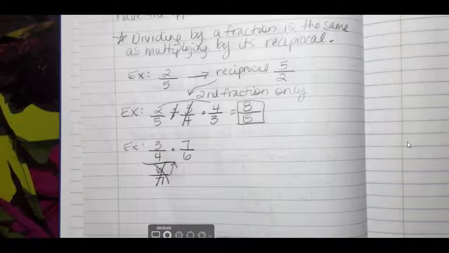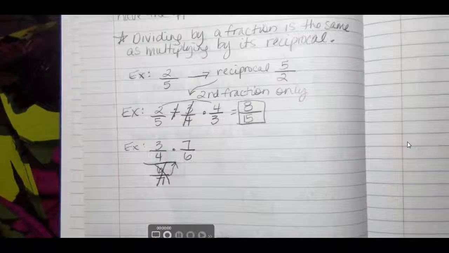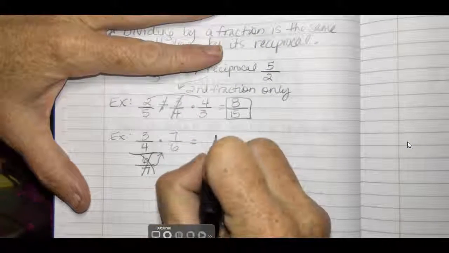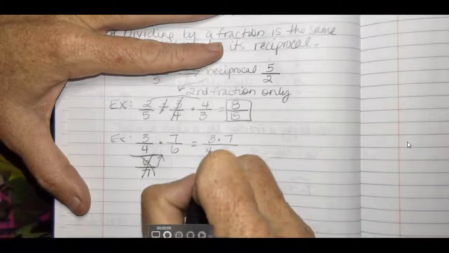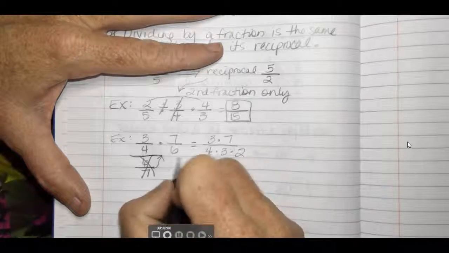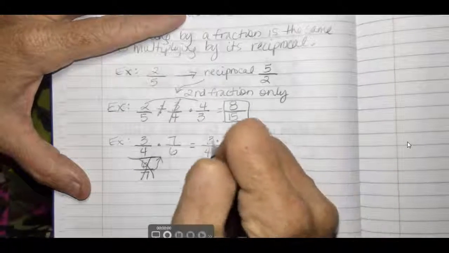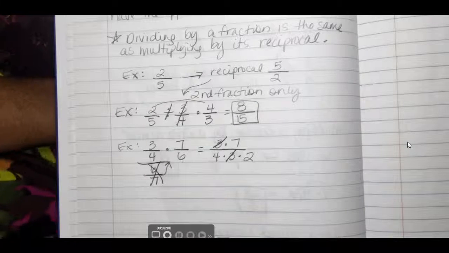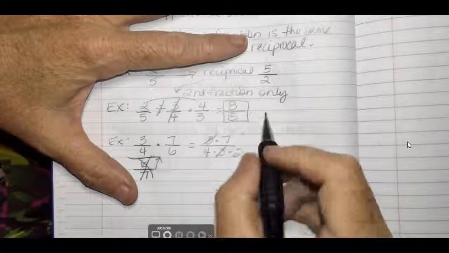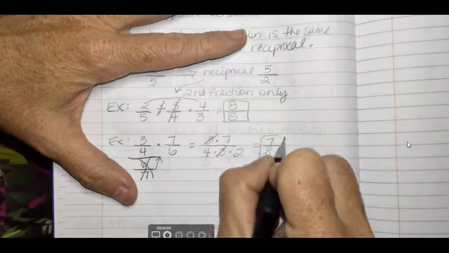Is there anything there that can simplify? Matt, is there anything there that can simplify? Can you change 6? What can you multiply together to get 6? 3 times what gives you 6? 2. So 3 times 2 here is the same thing as 6, right? Now what number do you have on the top and the bottom that can cancel? The 3, right? You can break numbers down into their factors all the time. When you're simplifying, that's really all you're doing, is taking all those common factors out. So now what do you have left on the top? 7. And what do you have left on the bottom? 4 times 2 is 8. Beautiful. Okay.